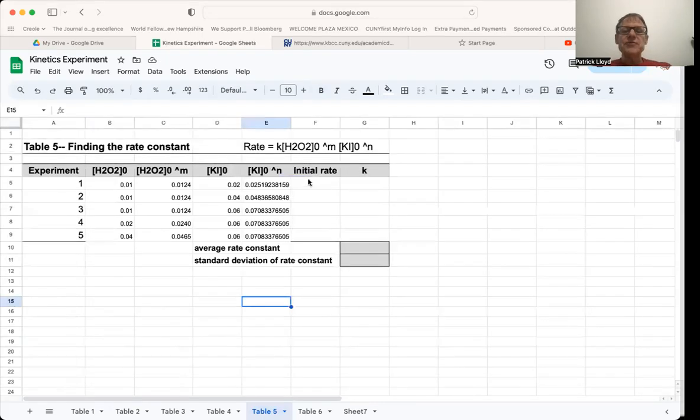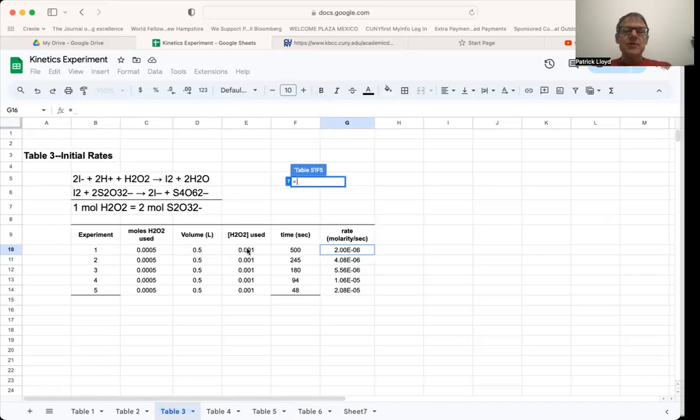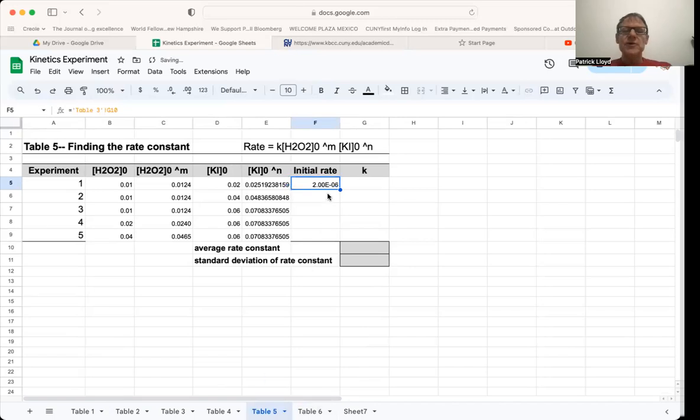The next thing we're going to do is find the initial rate. Well, the initial rate, we have that already from the previous table, so equal sign. Well, that actually is table 3, the rate, right? So the rate is right here. Okay, so in table 5, there's our initial rate. And again, you just want to check: see how this is the smallest, it gets bigger, gets bigger, gets bigger. Okay.